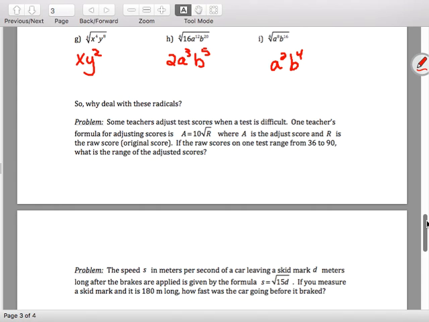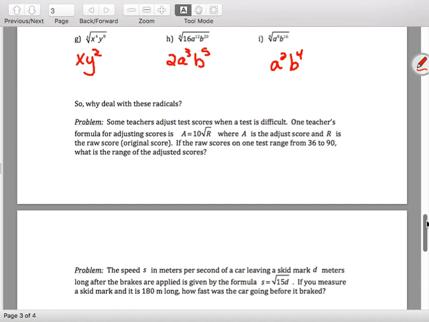So here's a formula that one teacher used. A equals 10 square root R. A is going to be this new adjusted score. R is called the raw score, and that's the original, what we call the raw score. If the raw scores on one test range from 36 to 90, what is the range of adjusted scores?